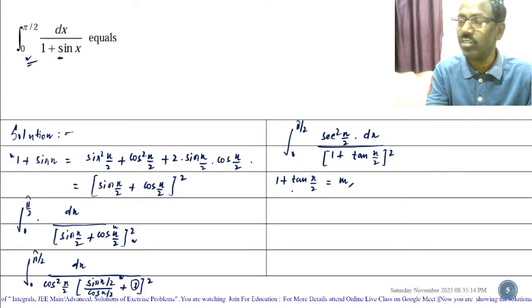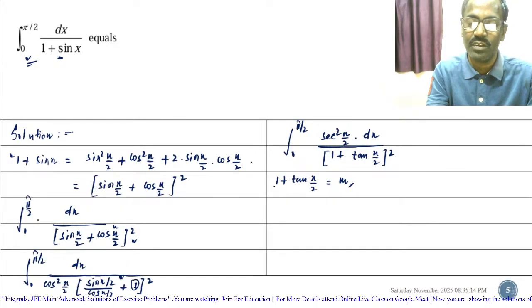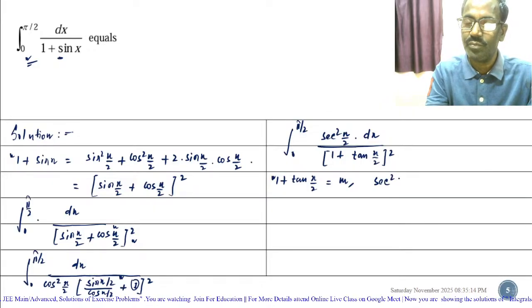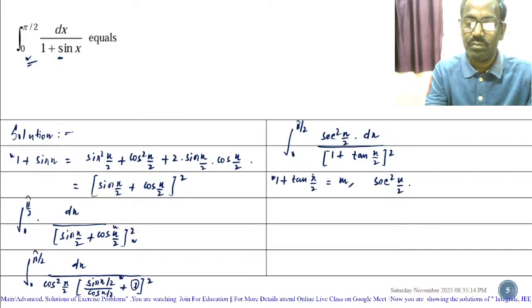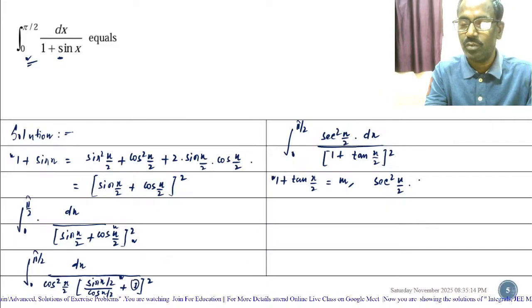Now take the derivative on both sides with respect to x. The derivative of 1 is 0, and the derivative of tan x by 2 will be sec square x by 2, and the derivative of x by 2 will be 1 by 2, into dx, equal to the derivative of m, which is dm.